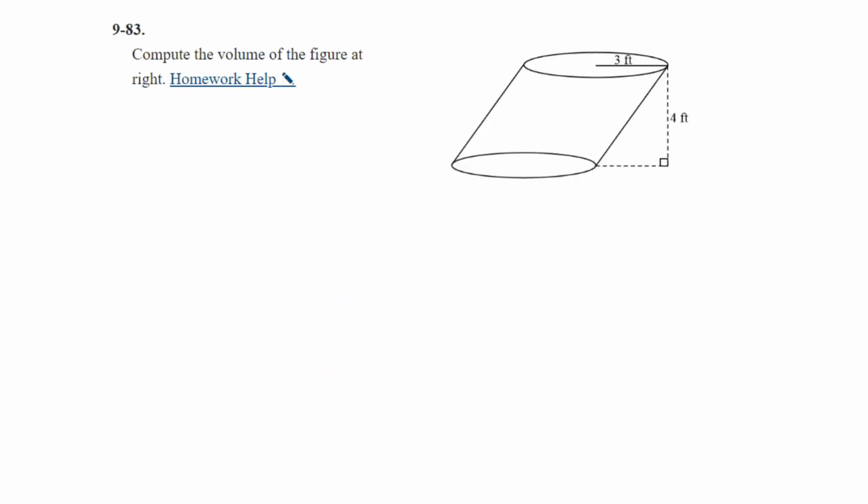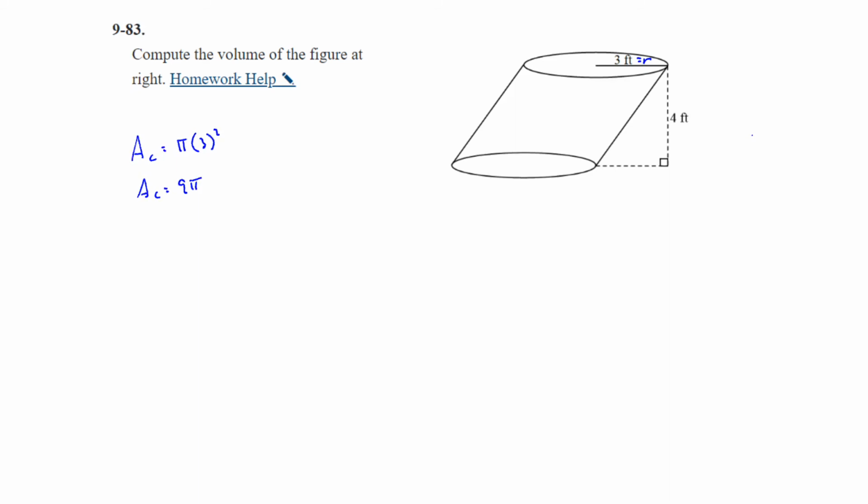Question 83, compute the volume of the figure at the right. So we have the height, which is 4 feet. We need to figure out what the area of the base is. We do see that the radius is 3, so the area of the circle on the bottom is pi r squared, or pi times 3 squared. So the area of the base would be 9 pi.